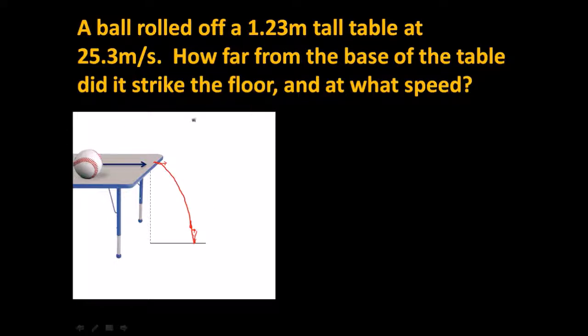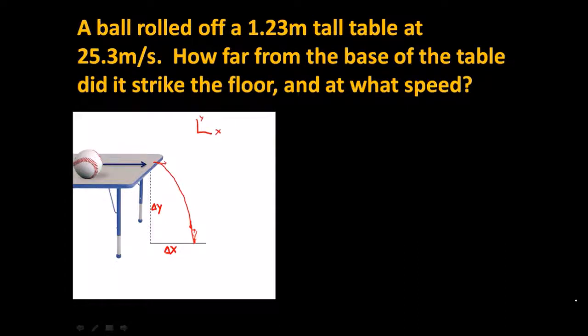Let's call our axes x and y as per usual. And we'll call this distance that it travels horizontally delta x, the displacement in the horizontal direction. And we'll call this delta y the displacement in the vertical direction. And then let's see if we can list some information up here. Remember listing your variables?